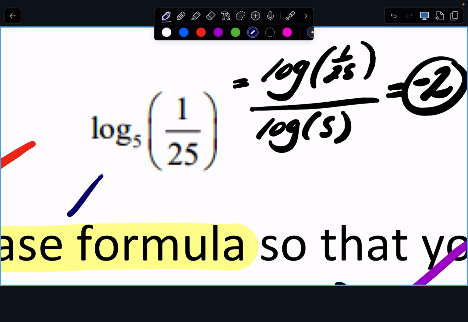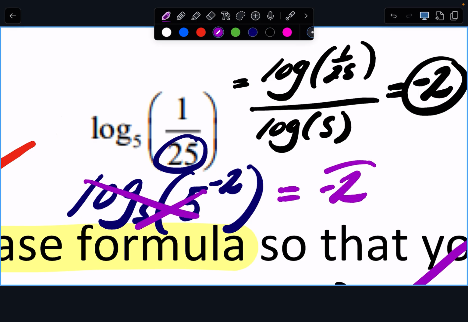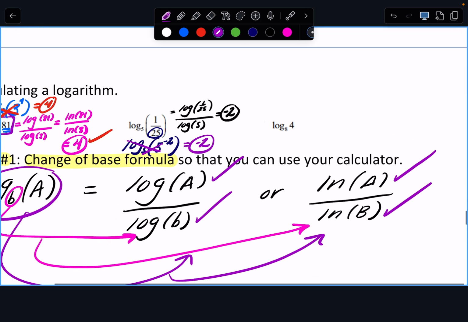What if you were going to do it without the calculator? Then you would go log base 5 of 5 to the -2. Isn't 1 over 25 5 to the -2? So what would happen with log base 5 of base 5? They'd cancel and we'd get -2. I use my calculator. I just do.